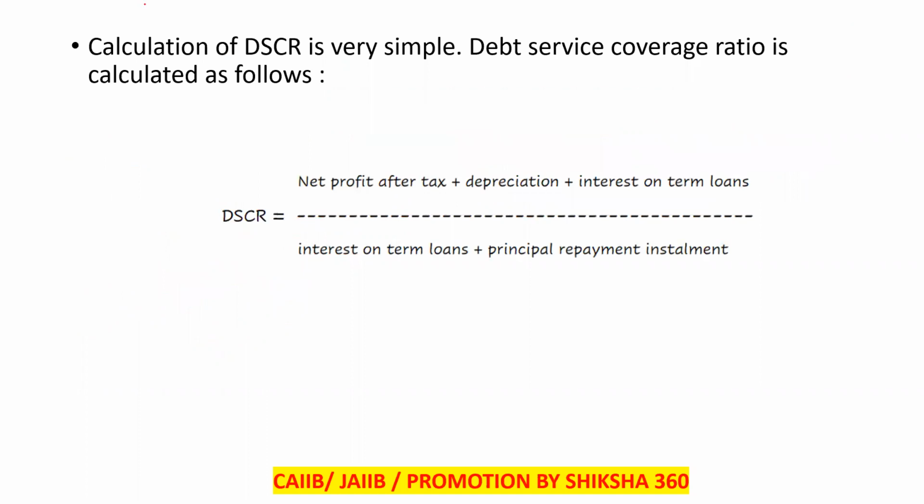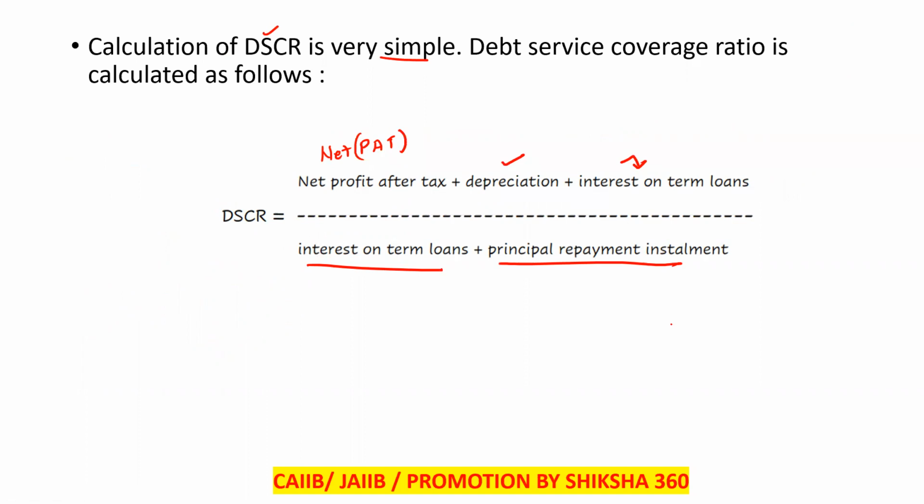The calculation of debt service coverage ratio is very simple. It is net profit after tax, net PAT, sometimes you will find this word also, plus depreciation plus interest on term loans, upon interest on term loans plus principal repayment installment.